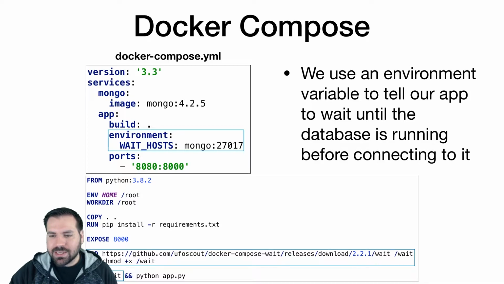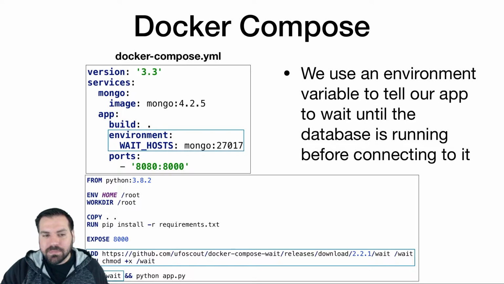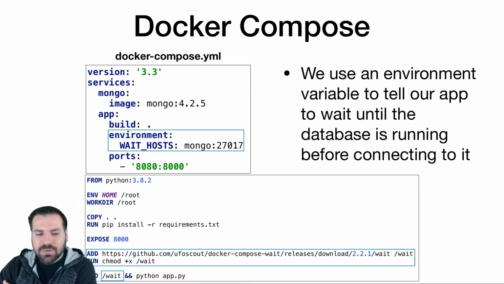There's no connection there, so you can't send any commands to the database. So that's bad news. This is a solution to this from GitHub user UFO Scout. It has a really good solution for this. I like it. If you want to look for another solution, go for it. I like this solution. What we're going to do here is add a few lines to our Dockerfile.